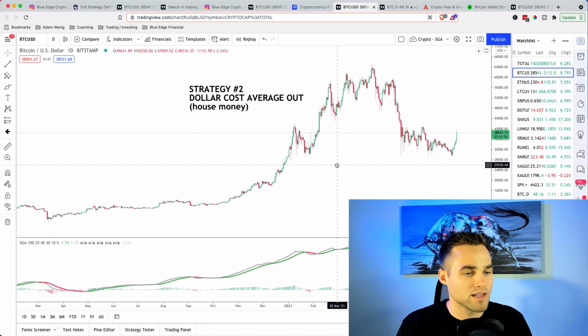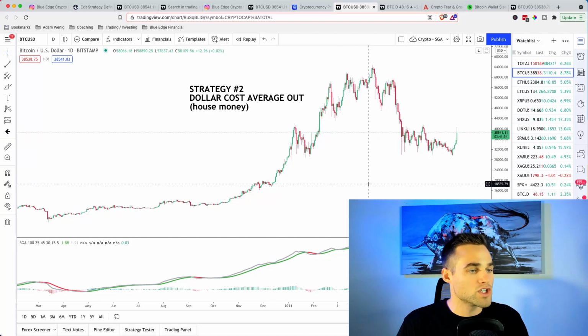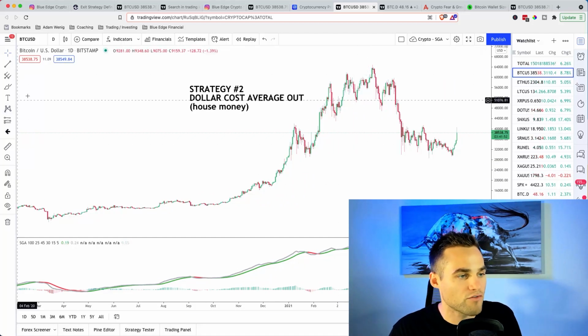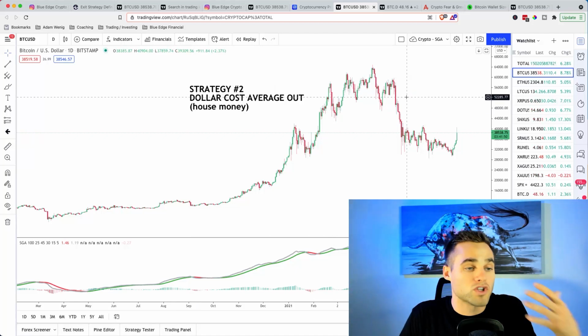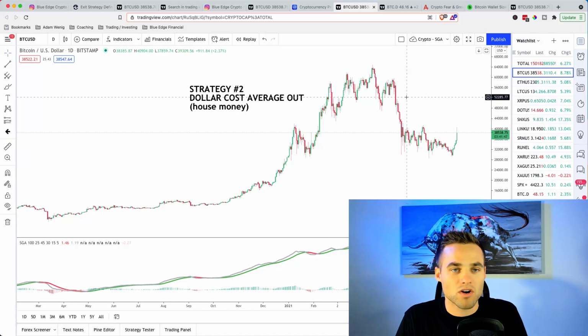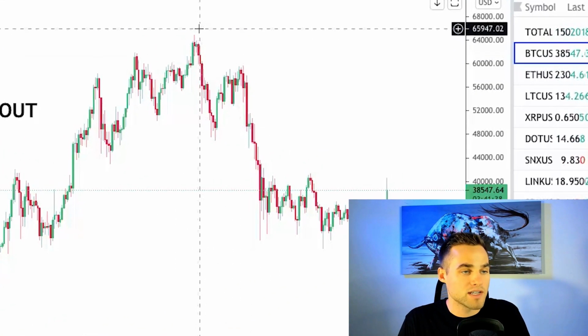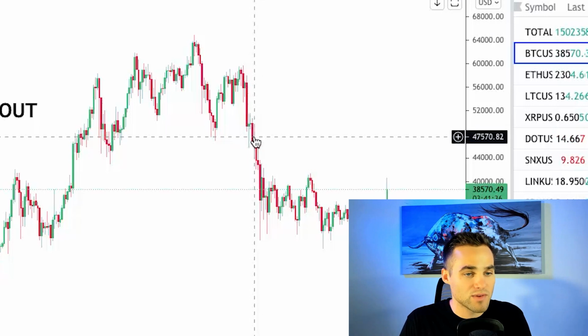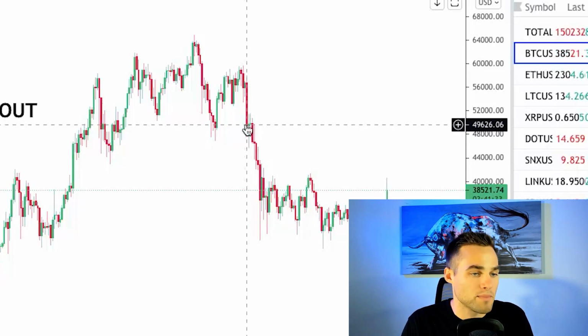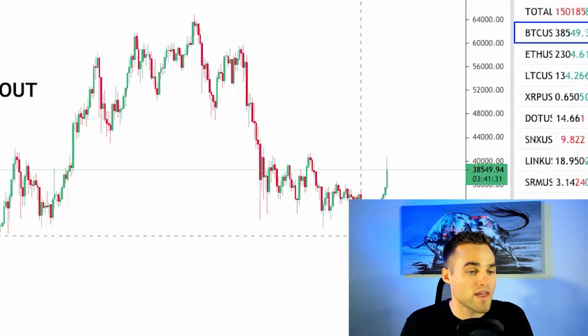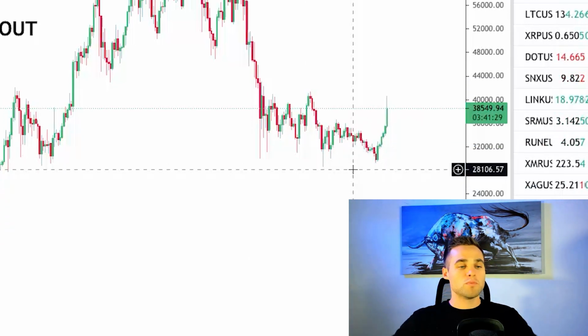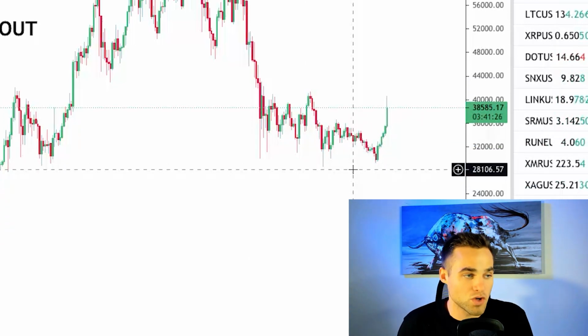Now, number two is a little bit more sophisticated version, which is called dollar cost averaging. If you're not familiar with it, well, you're maybe familiar with dollar cost averaging in, but we're going to talk about dollar cost averaging out. So for example, dollar cost averaging in would be like, as price goes lower, you buy more and more of an asset. So let's say price hit an all-time high of 64,000, and let's say it dipped to like 50,000, you bought some here, and then at 40,000, you bought some more, and then at $30,000, you bought some more. This would be considered dollar cost averaging into a position.